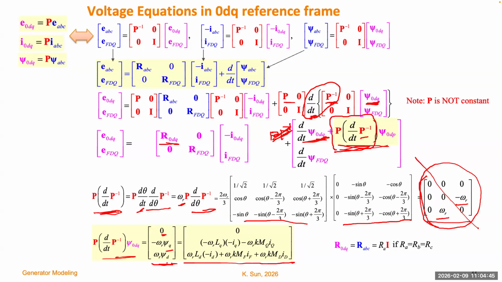Finally, for the transformed resistance matrix, this is very simple. If we treat all windings as having exactly the same resistance, this one can be simplified as just the resistance of winding A multiplied by the identity matrix.